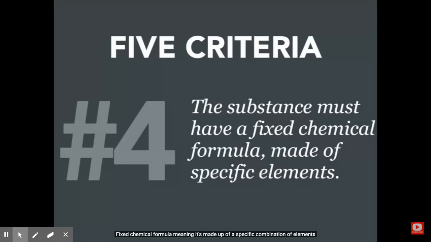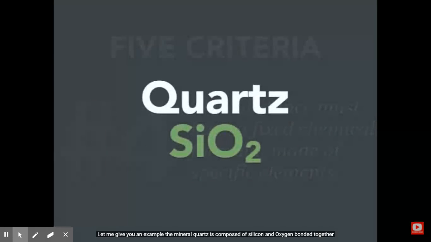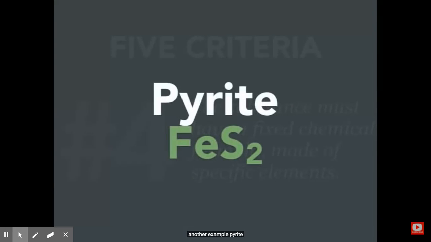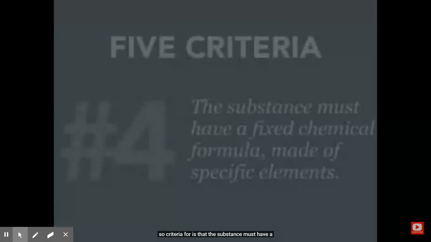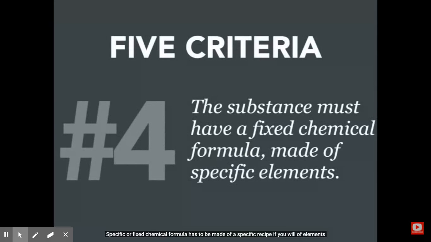Number 4, the substance must have a fixed chemical formula, meaning it's made up of a specific combination of elements. Let me give you an example. Mineral quartz is composed of silicon and oxygen bonded together, specifically one silicon bonded to 2 oxygen atoms. All quartz is made of this chemical formula. Another example, pyrite, often known as fool's gold, has a chemical formula of Fe, which is iron, and S, which is sulfur. And when these are bonded together in this particular arrangement, you get pyrite. So criteria 4 is that the substance must have a specific or fixed chemical formula. It has to be made of a specific recipe, if you will, of elements.